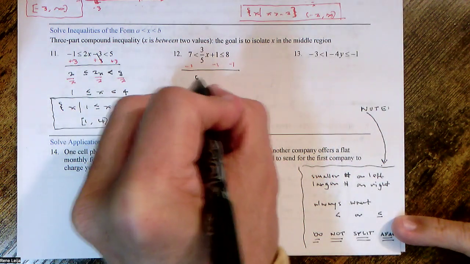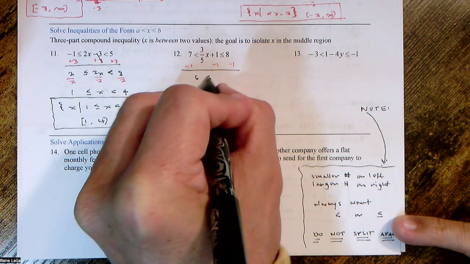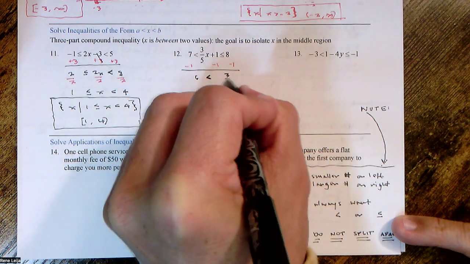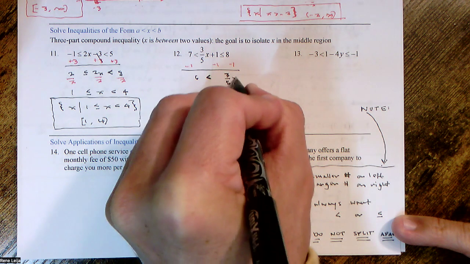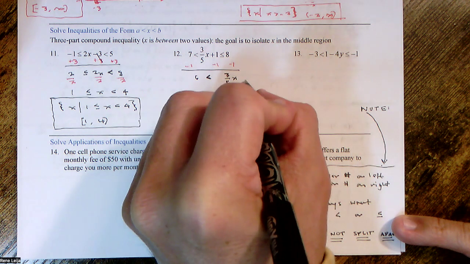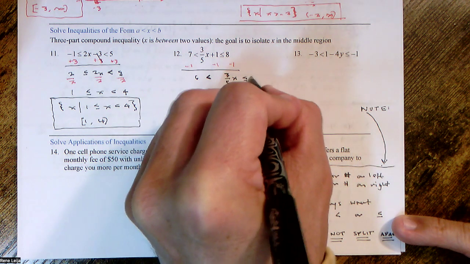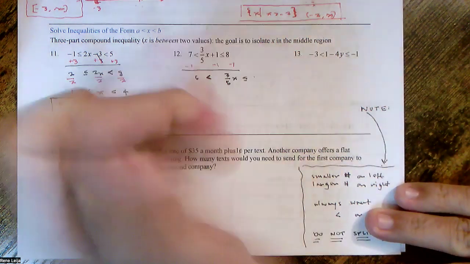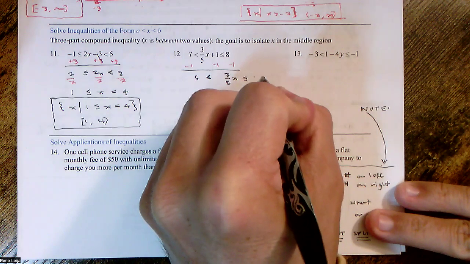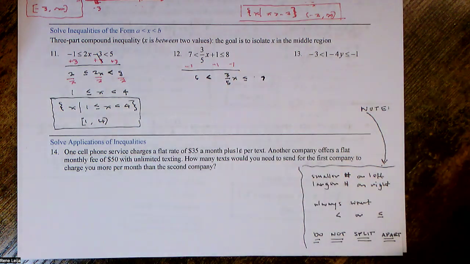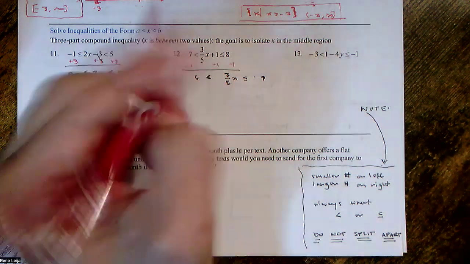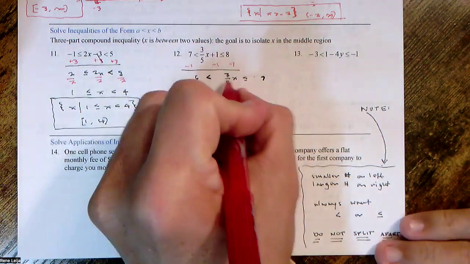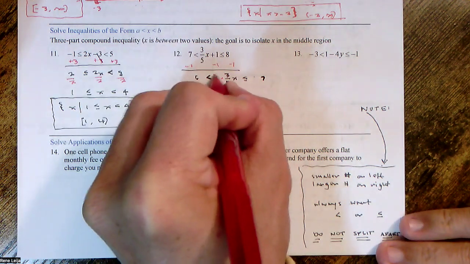So we have 6 is less than, I'm going to leave some space. Then we have the 3/5 x is less than or equal to 7. Oops, let me leave some space over here too. Okay, now I have this 3/5 times x. So the way that I get rid of this is that I multiply by the reciprocal.